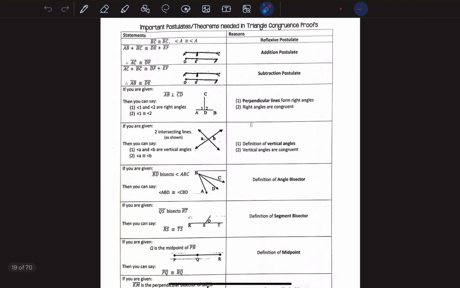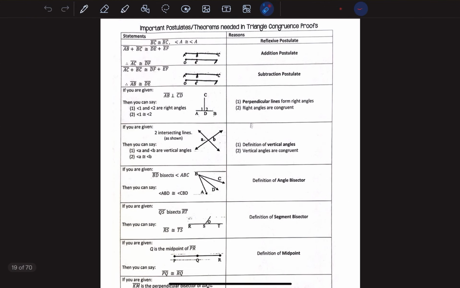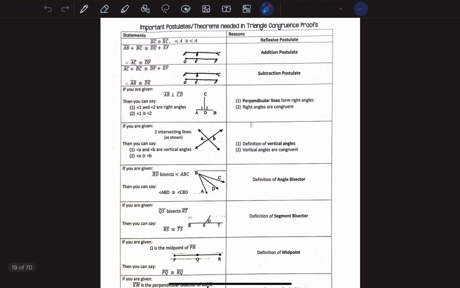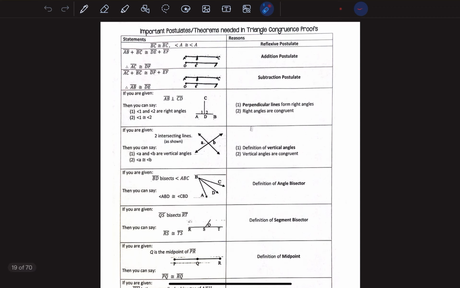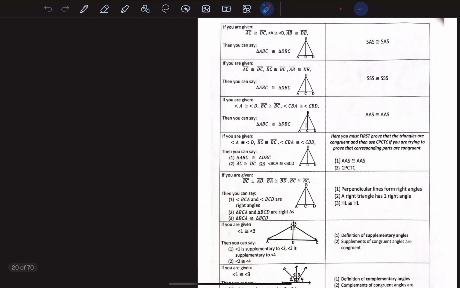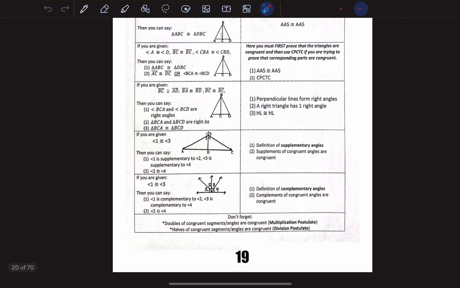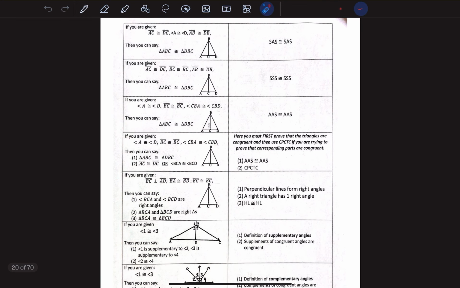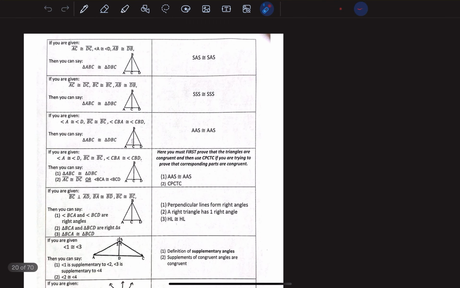So for lesson 3, we are going to be using some more postulates and theorems to expand our triangle congruence proofs. So we're going to start using side, side, side and side, angle, side in today's lesson. So you might need some of these postulates and theorems as we move forward. So it might be a good idea to review some of the most important ones.